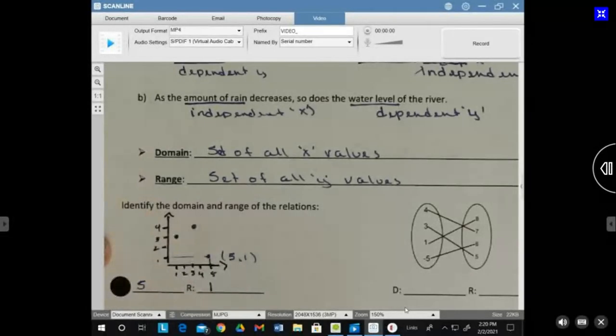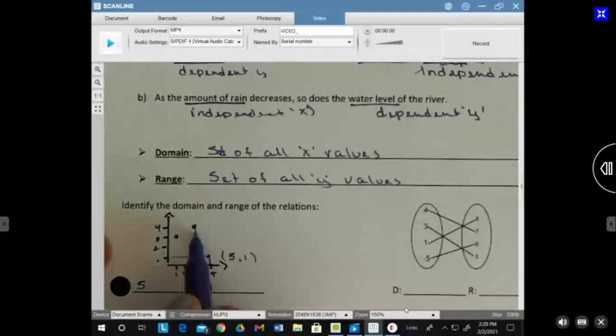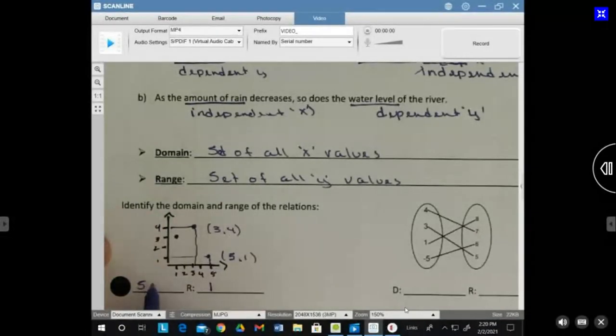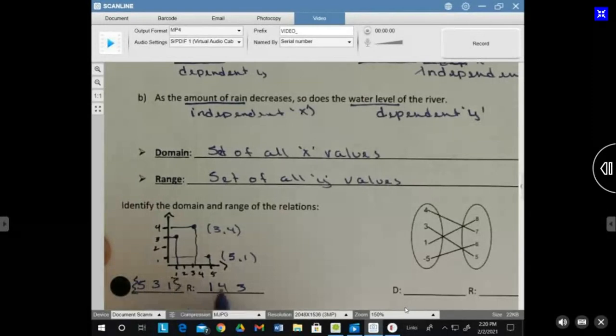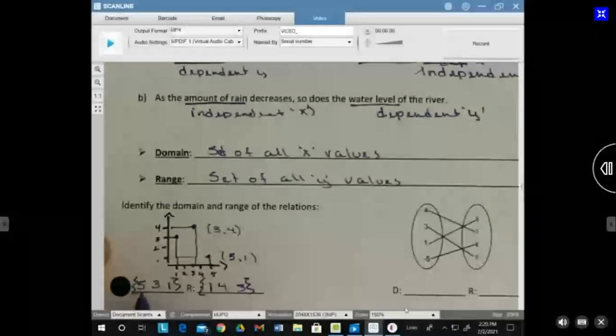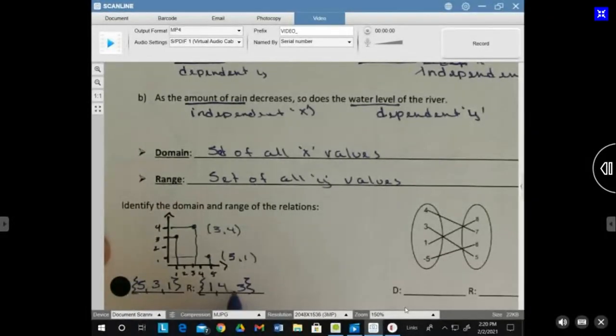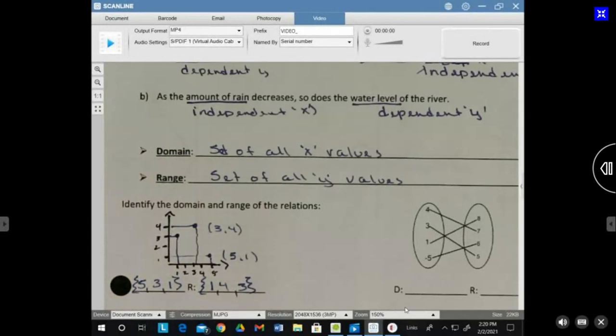What is it, 3 and 4? Okay. Oh, I see them a little bit. 3, 4. So that means my domain has a 3 and my Y has a 4. Okay, my last one. 1 and 3. My domain has a 1 and my range has a 3. Use your set notation. Yes?